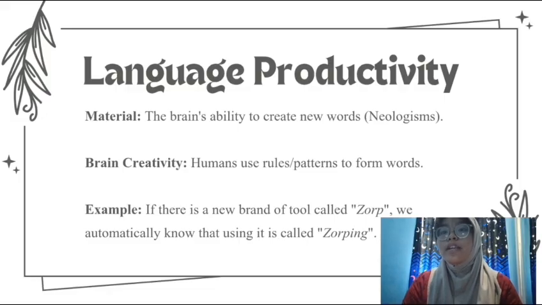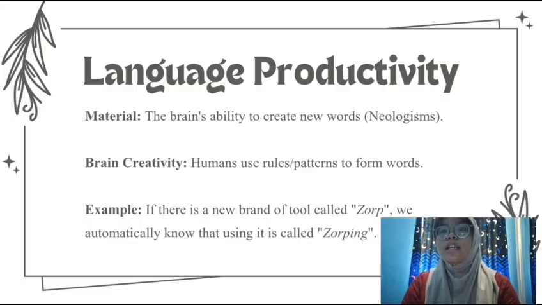The human brain uses existing rules and patterns of language to form new words. Speakers do not need to memorize every possible word. Instead, they rely on their knowledge of linguistic rules such as word formation and grammar.